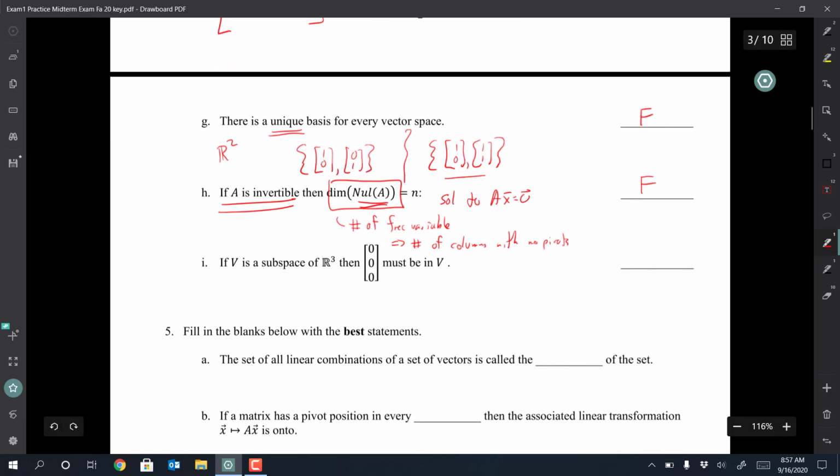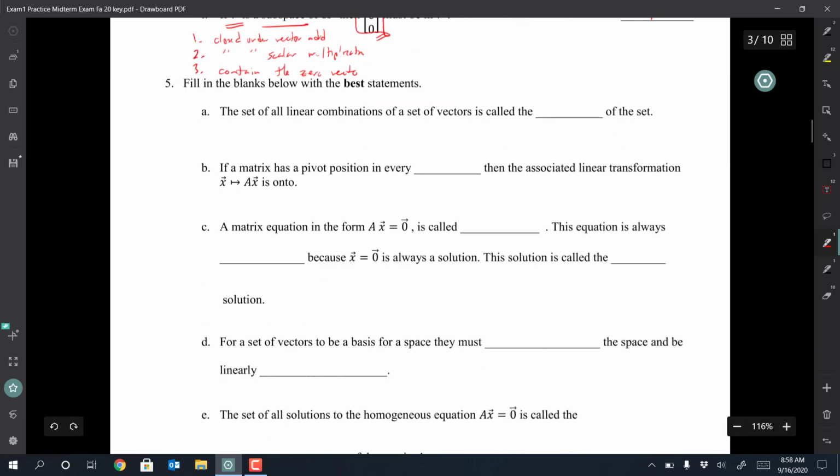Last one in the true and false: if V is a subspace of R3, then 0 must be in V. There are basically three different criteria for a set of vectors to be a subspace. To be a subspace, we have to have three conditions that are met. It must be closed under vector addition. It must be closed under scalar multiplication. And it must contain the 0 vector. So 0 must be in that set for V to be a subspace. It's just one of our three criteria. So this guy is true.